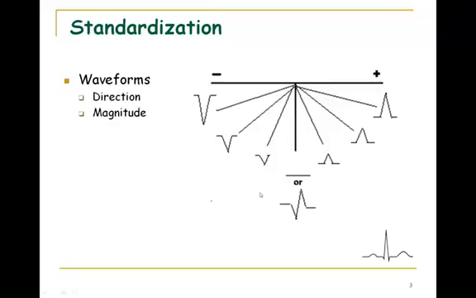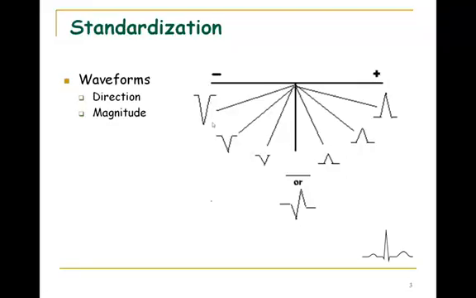Another thing to keep in mind is that when we're recording the EKG, we have on the body surface a positive recording electrode and a negative recording electrode. For example, this represents a standard limb lead 1. The positive recording electrode is placed on the left wrist. The negative recording electrode is placed on the right wrist.